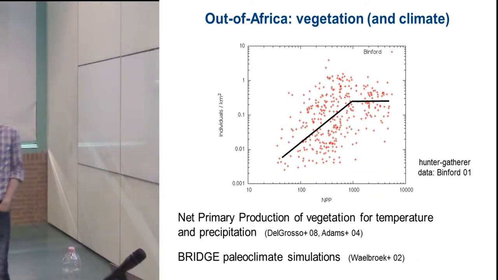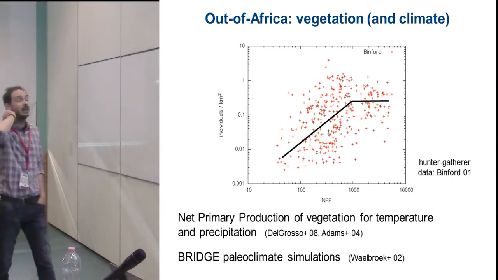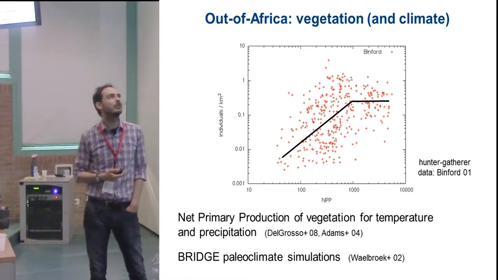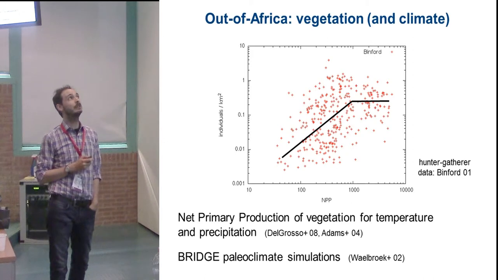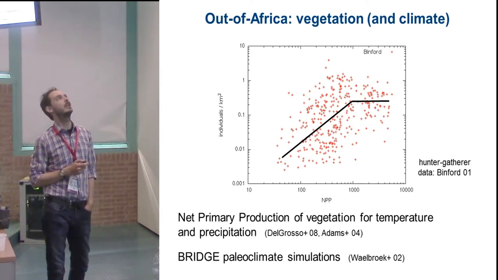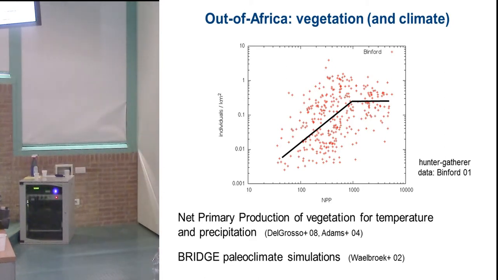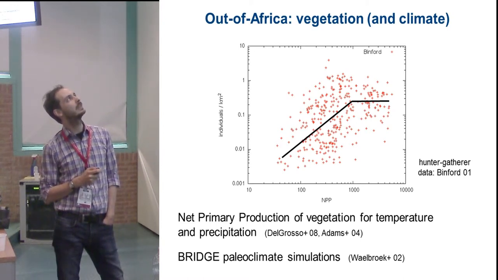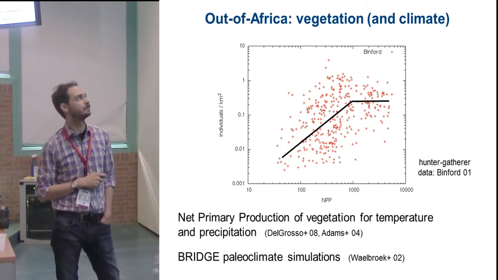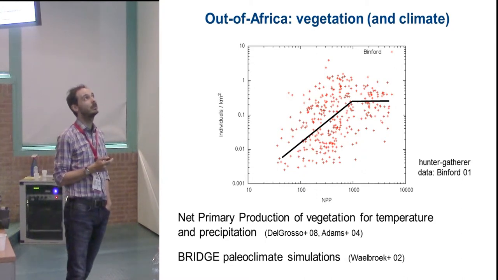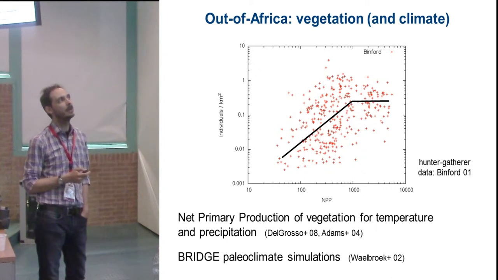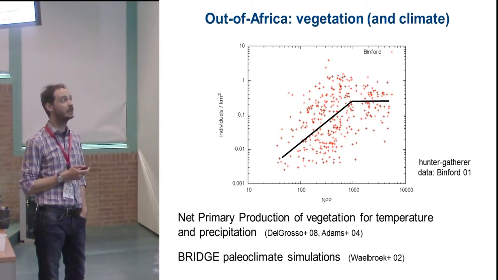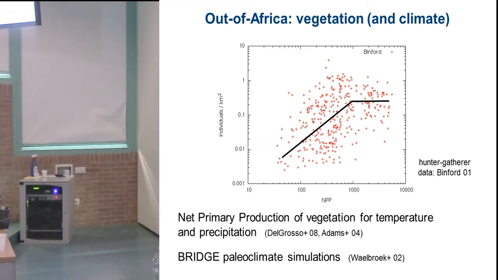Now, how to make the model more complex and a bit more realistic? Well, of course, you can include the effect of climate in terms of vegetation. It's known from data on hunter-gatherer populations that the density of individuals more or less correlates with the net primary production of the environment, with considerable scatter. You can try to fit a linear relation up to a certain density of individuals, and then things flatten out. So we're including this type of model coupled with a vegetation model, dependent on temperature and precipitation from paleoclimate reconstructions, to simulate how the biomass availability influences the out-of-Africa dispersals.